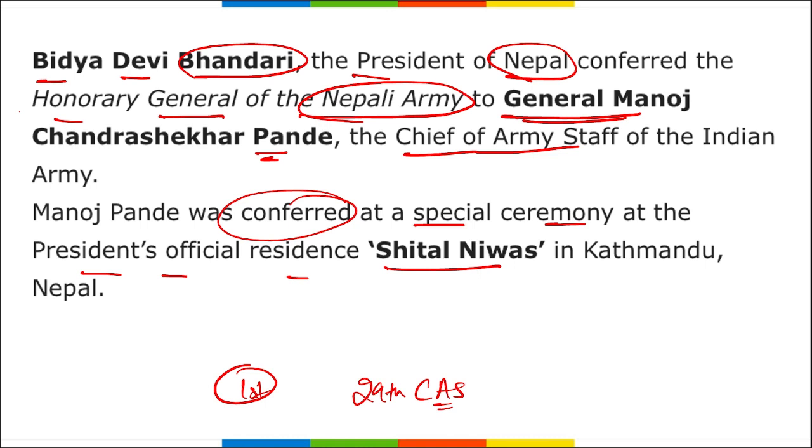Alright, and if we talk about this Honorary General of the Nepali Army, the practice of decorating the Army chief of each other's country with the honorary title has been followed as an old tradition for the last 70 years. Highly important, take a note of it. Coming back, who was awarded the Honorary General of the Nepali Army title? It was General Manoj Chandrasekhar Pande, who is the Chief of Army Staff. He is the 29th Chief of Army Staff.